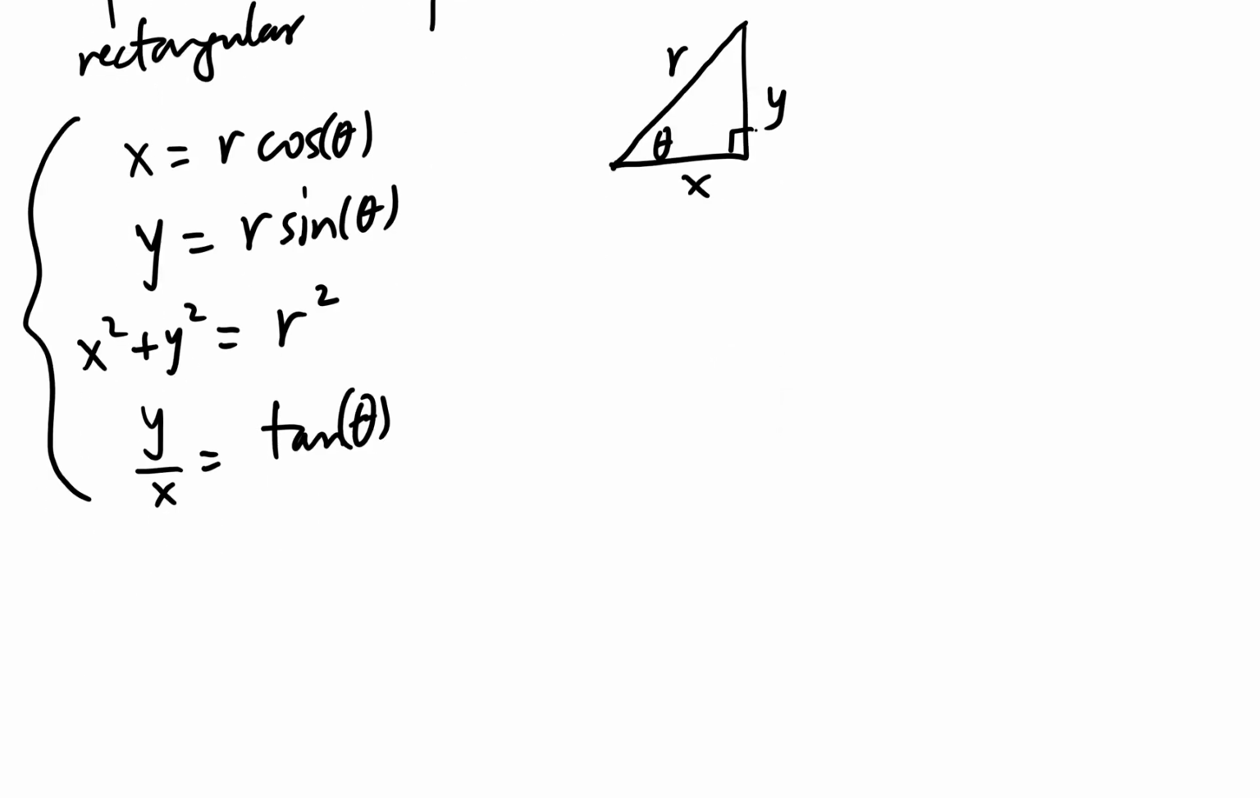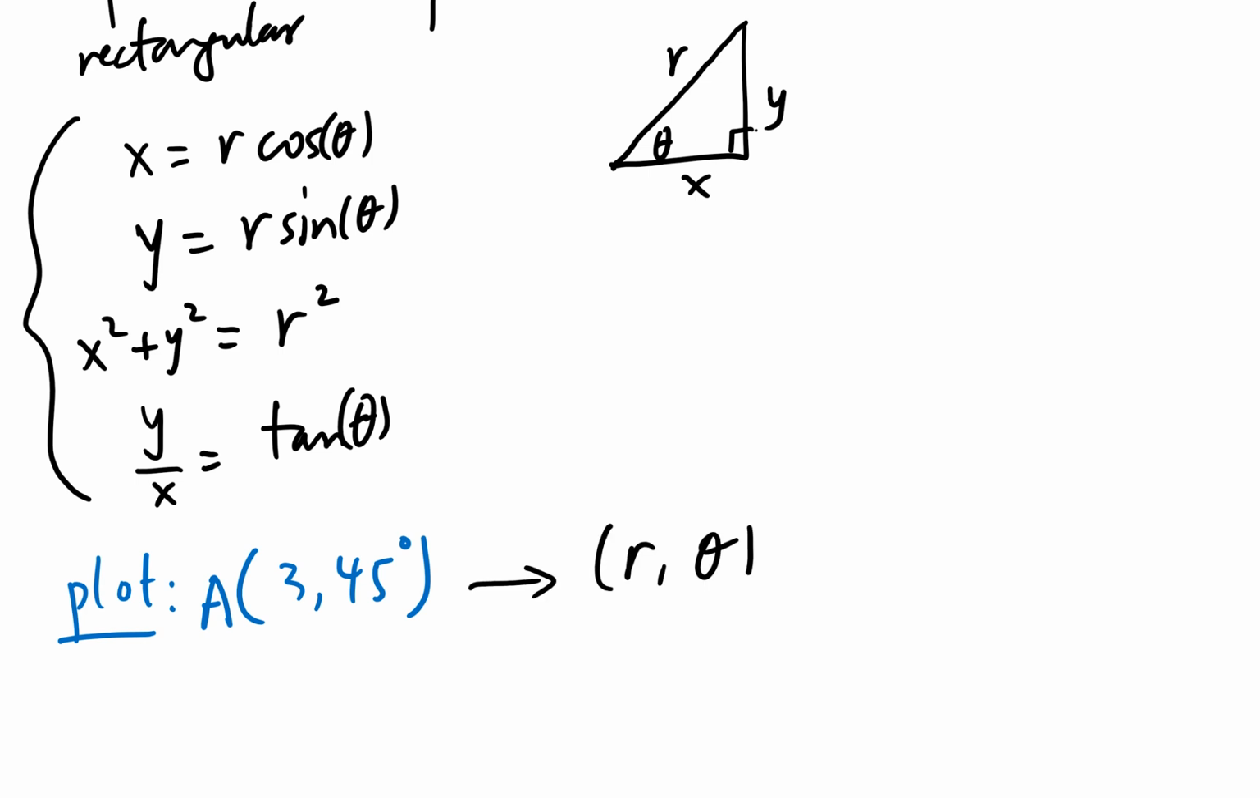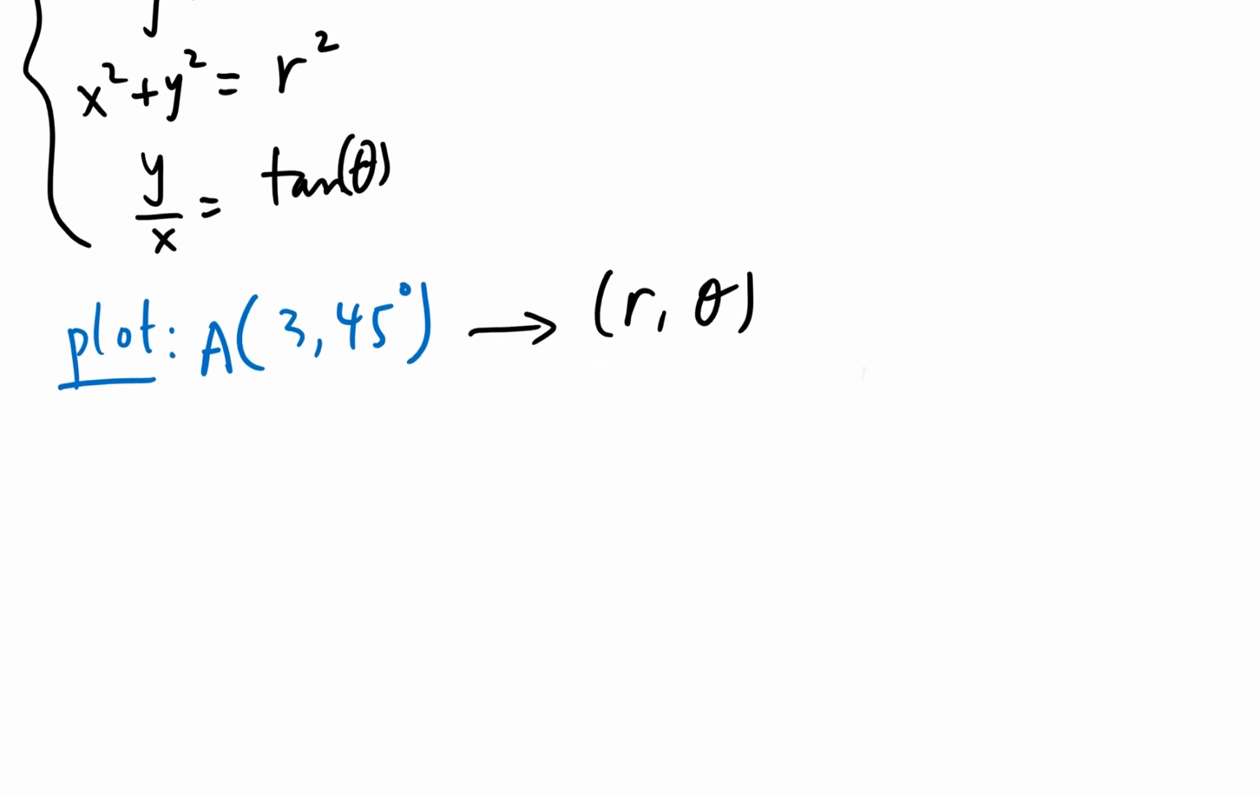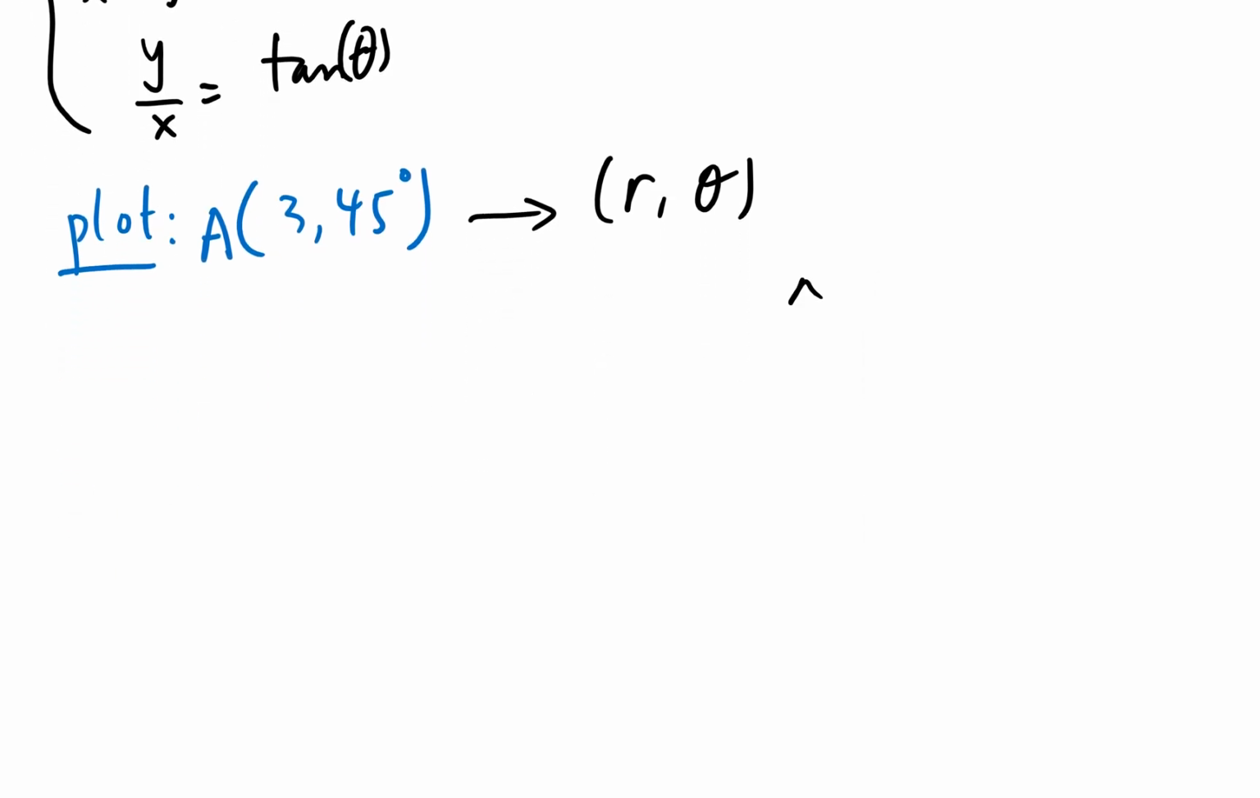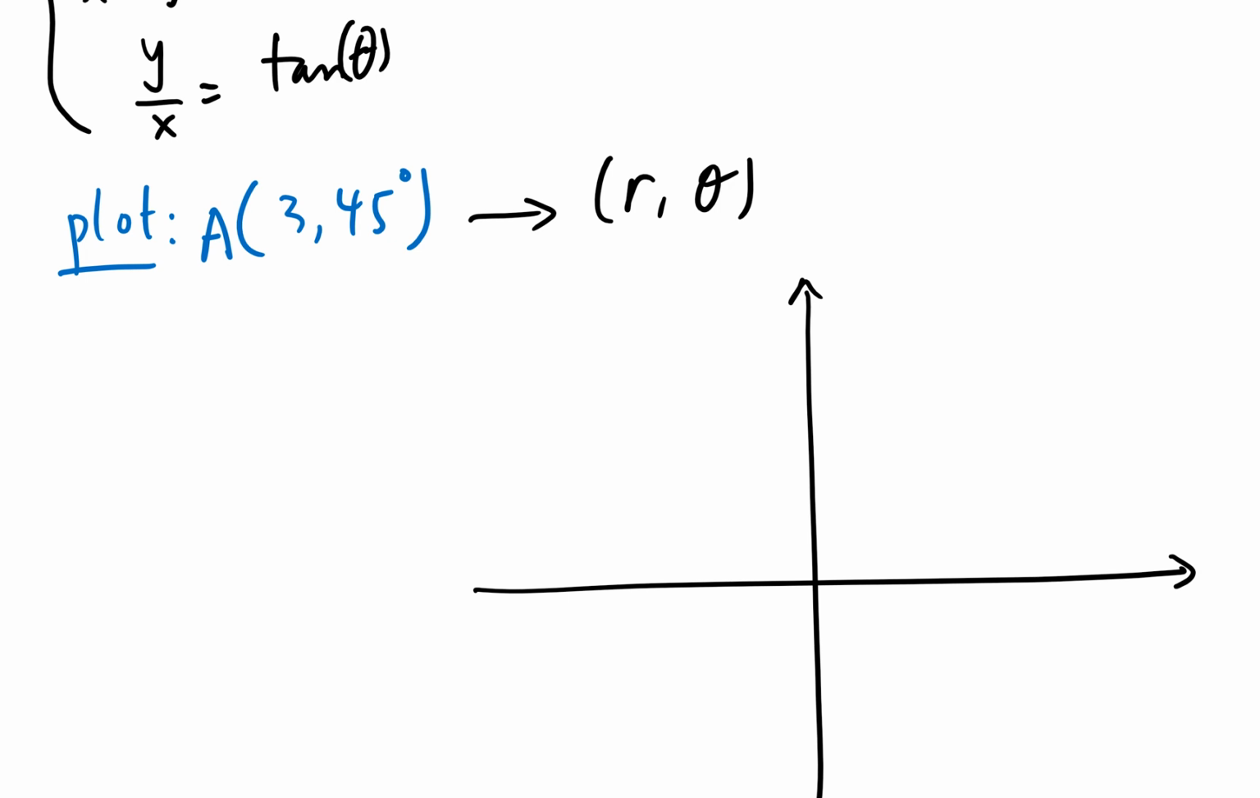We first try to recall how to plot points in polar. Let's call point A (3, 45), because all the points are going to be in the form r, theta. So r is 3 and theta is 45. The way this works, you start with the angle 45.